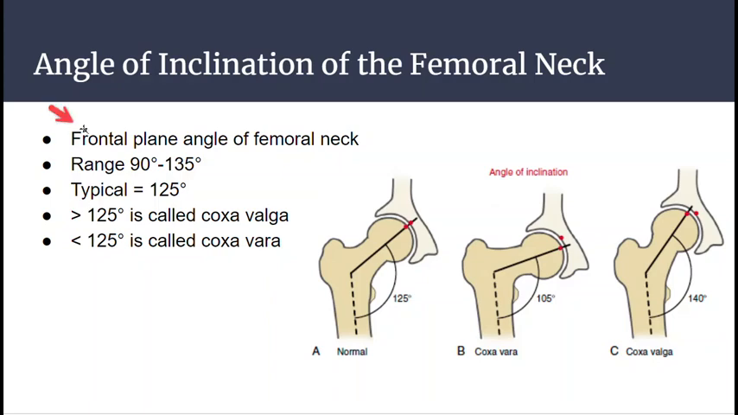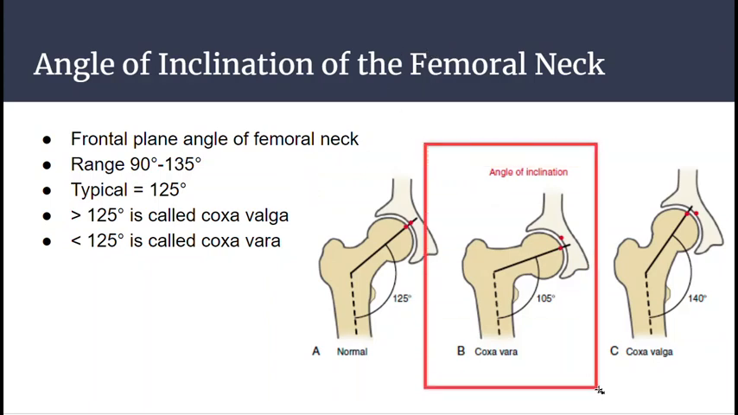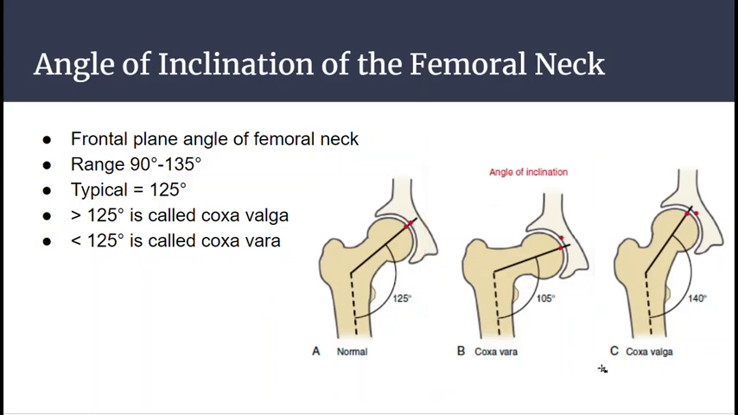So this is in the frontal plane, right? Frontal or coronal plane. And the axis of the frontal or coronal plane is anterior posterior. So this is normal. I'll change my colors. A normal axis is about 125 degrees.